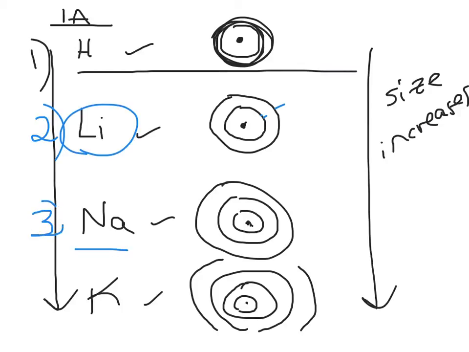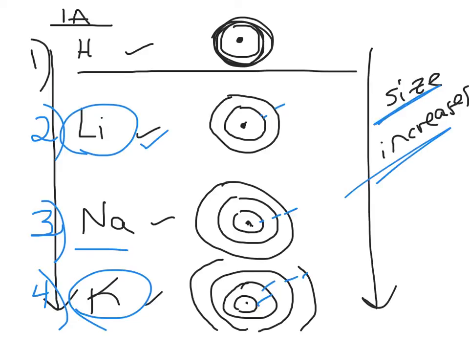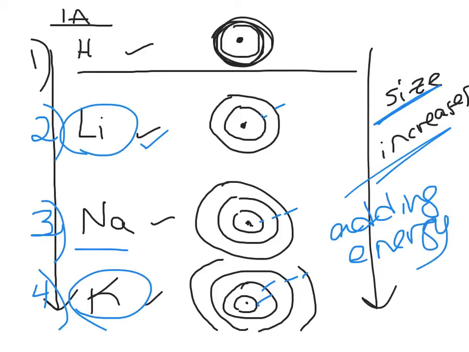Sodium is energy level or period 3 in the periodic table, and so there are 3 energy levels, and so it's even larger than lithium. Same trend with potassium. Potassium starts energy level 4 or period 4 in the periodic table, so there are 4 energy levels to deal with, and it's even larger. So it's pretty easy to understand why the size of an atom increases going from top to bottom down a group. You're simply adding energy levels and getting farther and farther away from the nucleus. Okay.